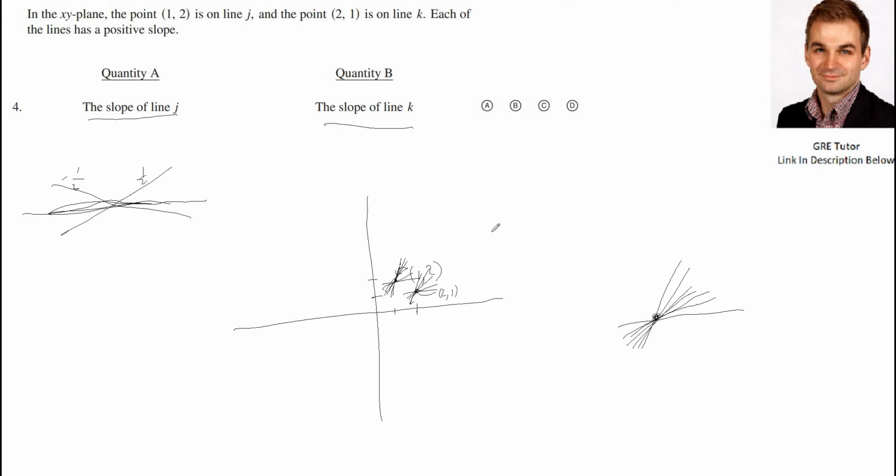And you don't know. So it could be that line J is like this and line K is like this, so that line K has a more positive slope. Or it could be different. It could be that line K is going like this and line J is going like this, so that line J has a more positive slope. You just don't know. So when it comes to the slope of line J and the slope of line K, the answer is D. Not enough information.